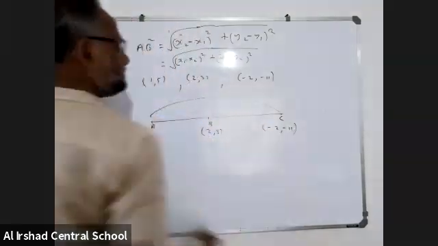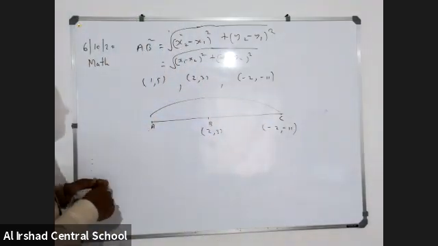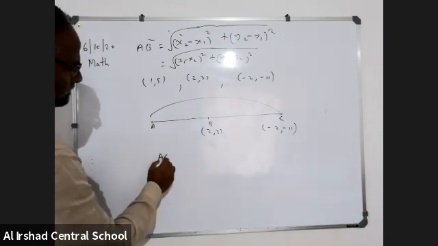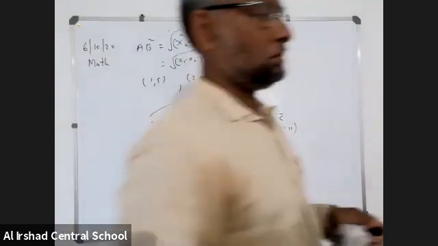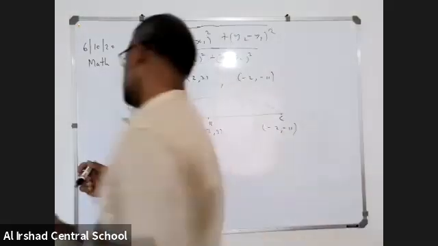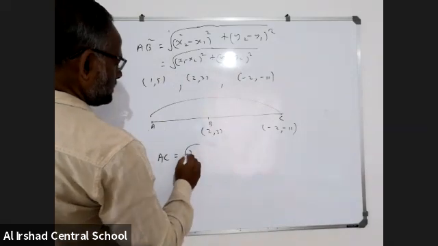Okay. Now AC. What did you get for AC? AC is equal to root of 265. Root of 265. AC is equal to root of 265.